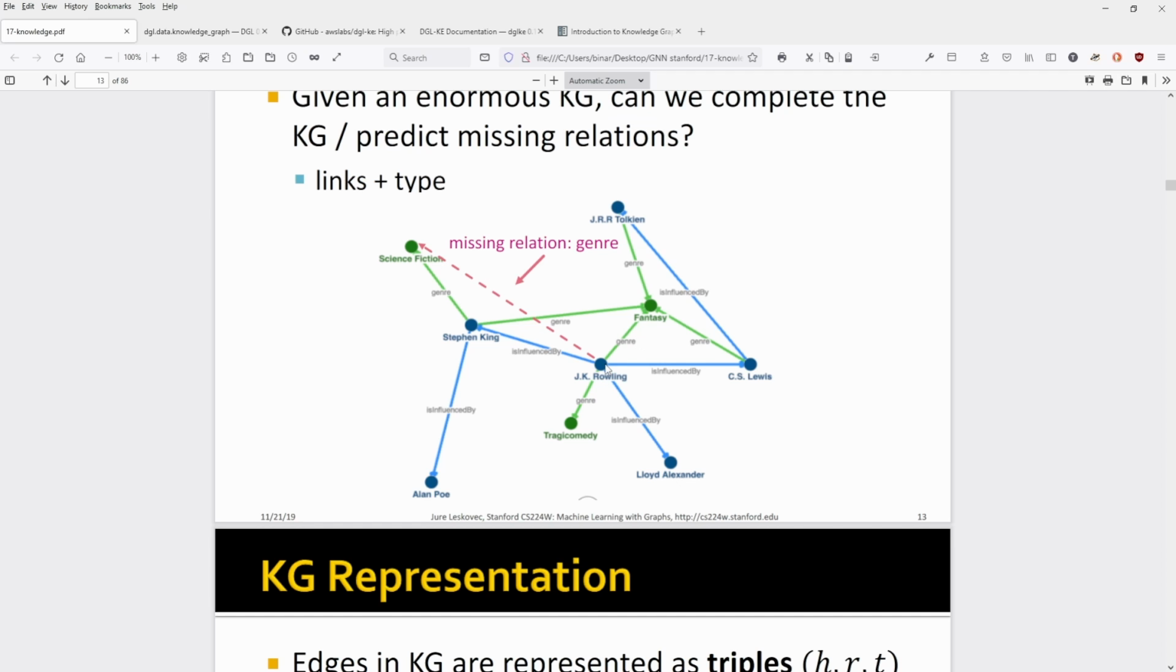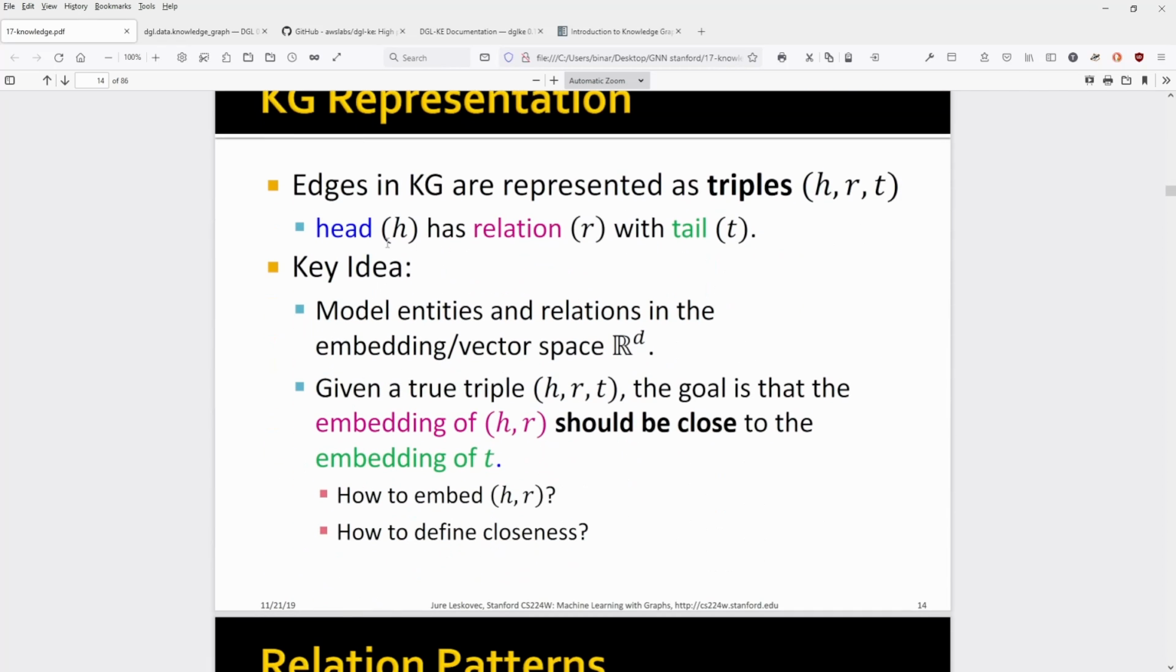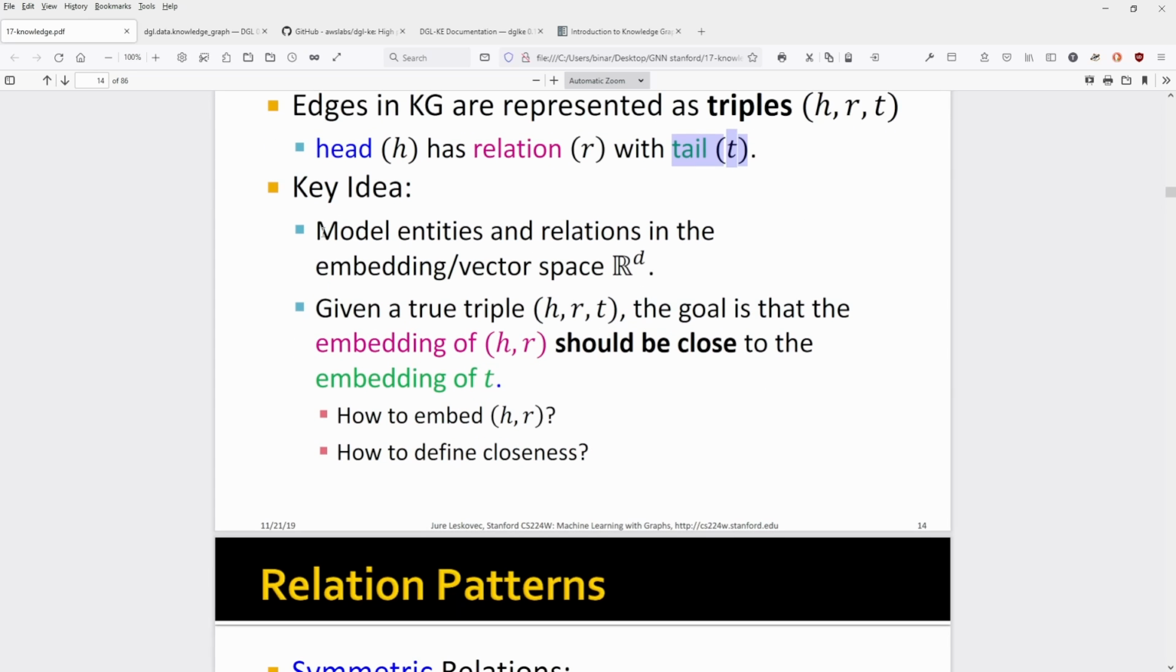What is missing here? And you see here for an author, the relation to a particular branch, for example the science fiction genre, you can deduce. Again, the representations in our knowledge graph are triples. We have the head, our starting node. We have a relation, for example, is married to, and we have a tail, and this is the target node. The key idea, again: we model the entities and the relations in the embedding space, the vector space R^d, where d is a lower dimensional space, and therefore we can accelerate our computation.